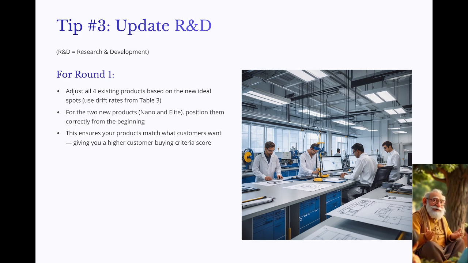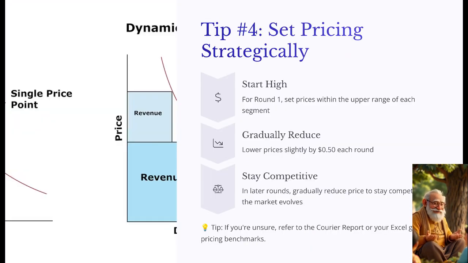Tip number 4, set pricing strategically to remain competitive. Lower prices slightly by 50 cents each round. For round 1, set prices within the upper range of each segment. In later rounds, gradually reduce price to stay competitive as the market evolves. Tip: if you're unsure, refer to the courier report or your Excel guide for pricing benchmarks.